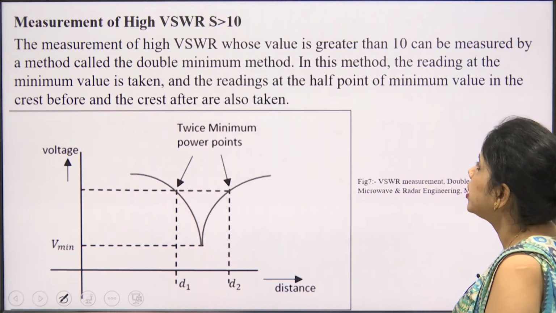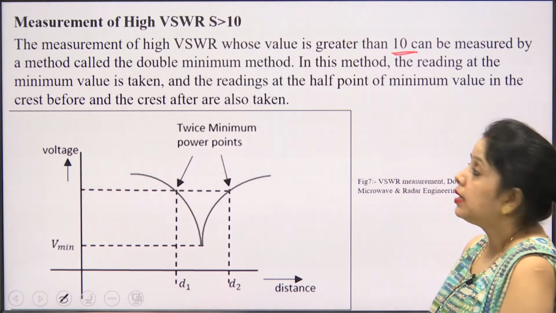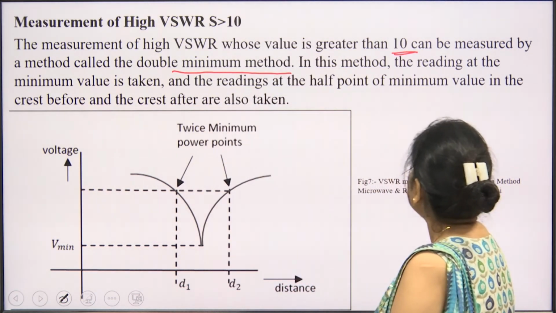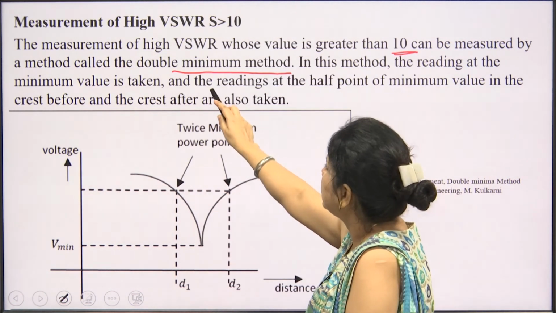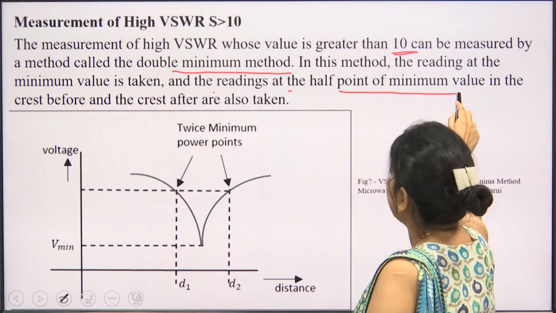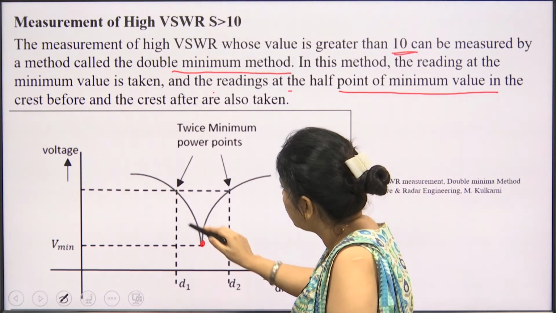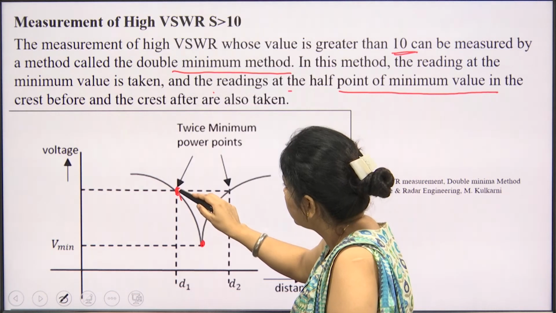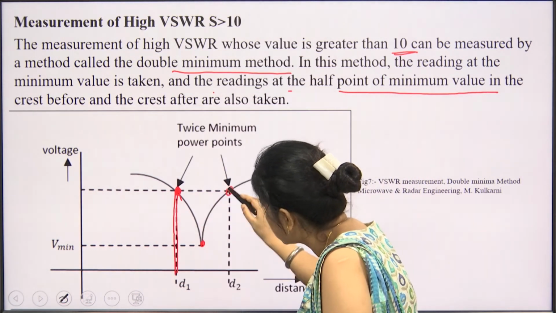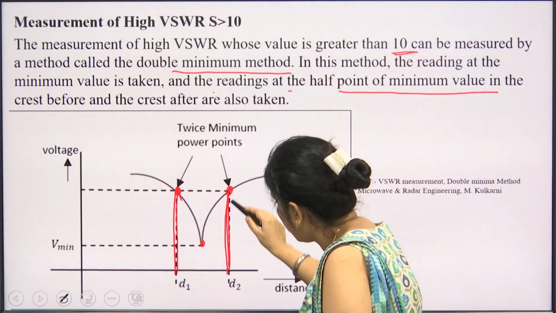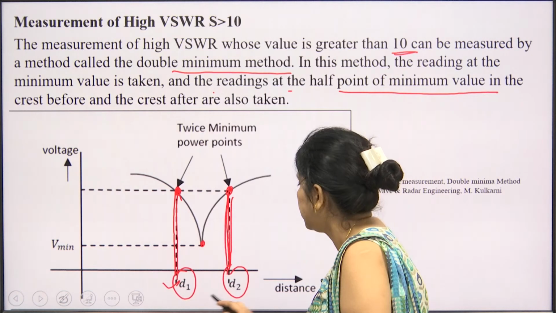The measurement of high VSWR, whose value is greater than 10, can be done by a method called the double minima method. In this method, a reading at the minimum is taken, and the readings at the half point of the minimum value, in the crest before and the crest after, are also taken. This is the minimum value, and we get the half minimum at these points, and we check the value in the slotted line. We get D1 and D2.